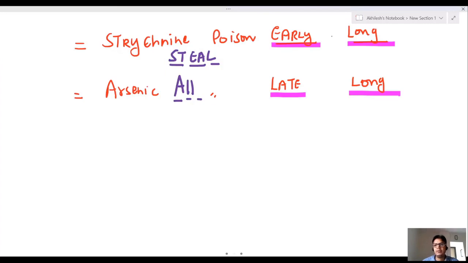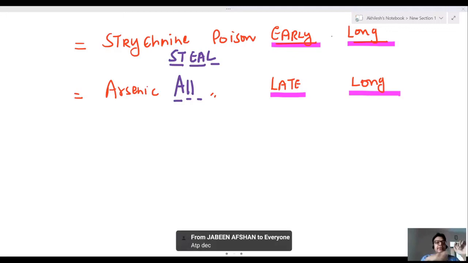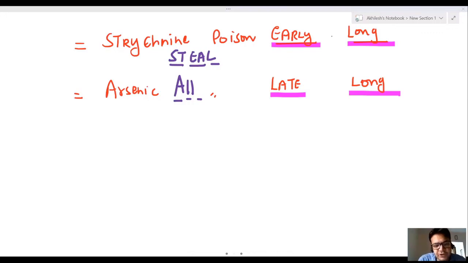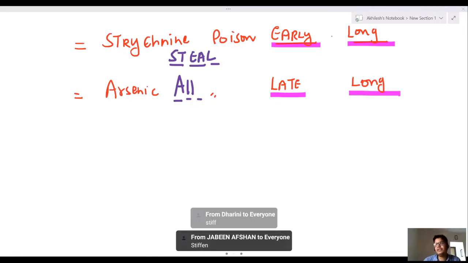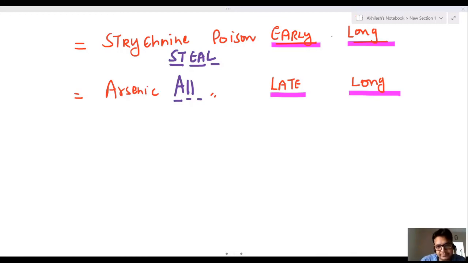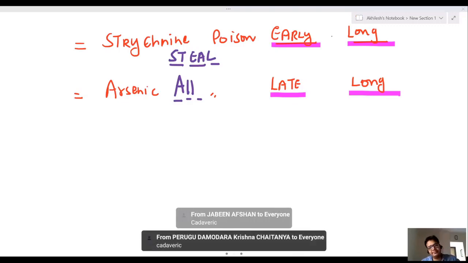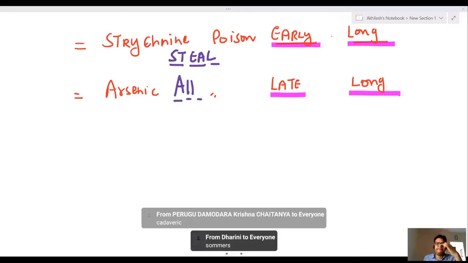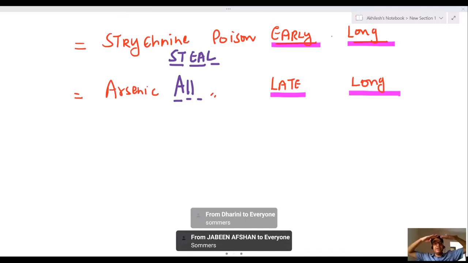Revise. What is the mechanism of rigor mortis? ATP decrease. In rigor mortis, which is more, stiffening or shortening of muscle? Stiffening is more than shortening. Rigor mortis is also known as cadaveric rigidity. Rigor mortis is also known as Sommer's movement.